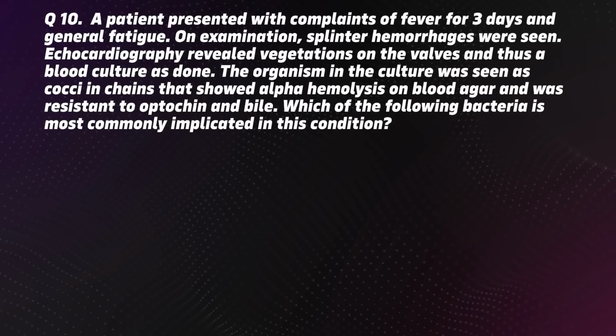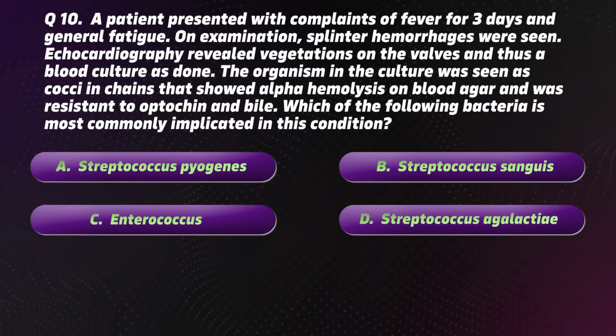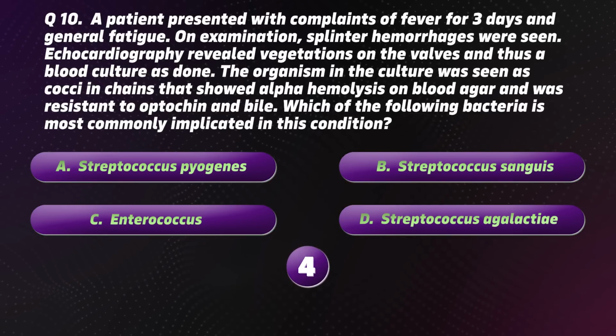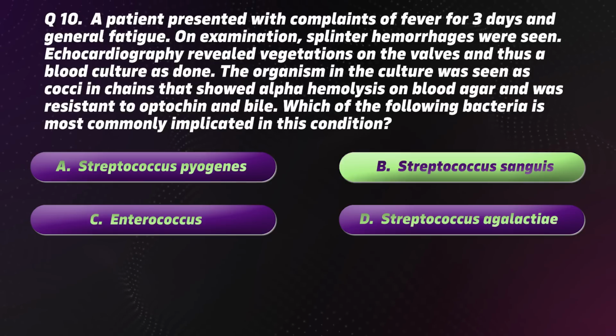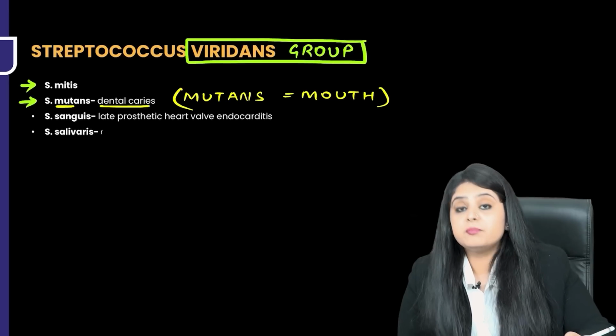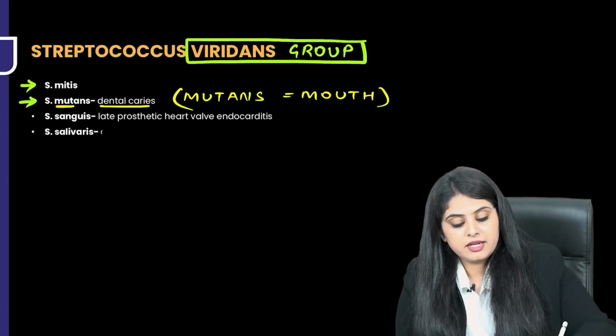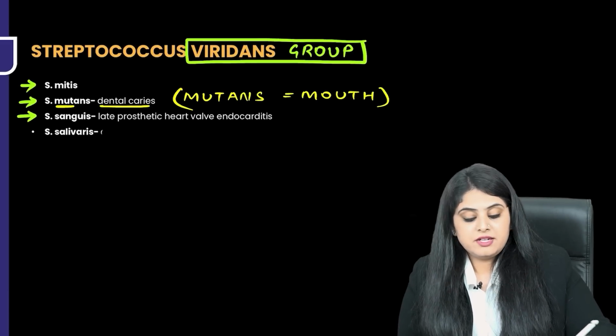Here are the options. A. Streptococcus pyogenes, B. Streptococcus sanguis, C. Enterococcus, D. Streptococcus agalactiae. And the correct option is B. Streptococcus sanguis. Here is the explanation. What does sanguis cause? Sanguis is important for prosthetic heart valve endocarditis. So sanguis is going to result in the prosthetic heart valve endocarditis.